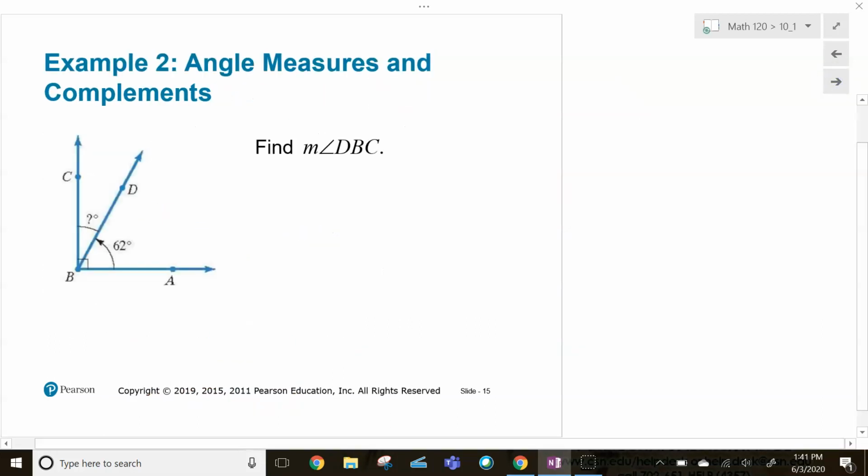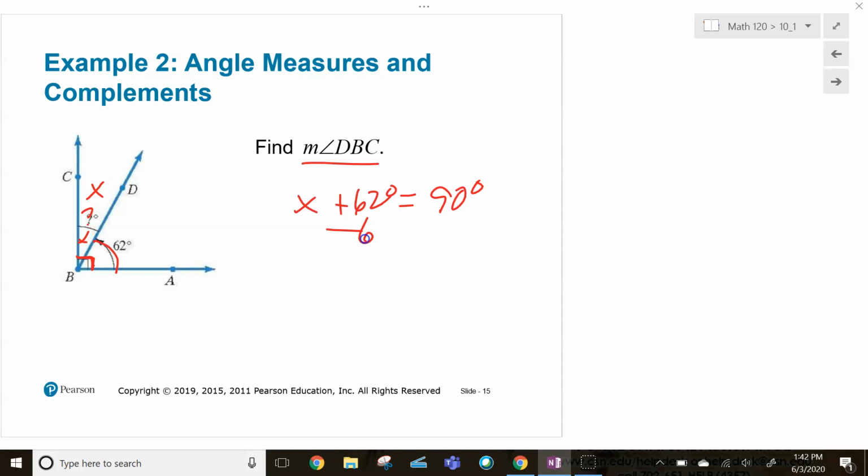All right, let's do some more here. Find the measure of angle DBC with the given information. Notice they put a little question mark right there. The information given is that we know this is 62 degrees, and we also know these are complementary angles. The little square box in there means they add up to 90 degrees. So if I call this angle X, then X plus 62 degrees equals 90 degrees, so X is 28 degrees.